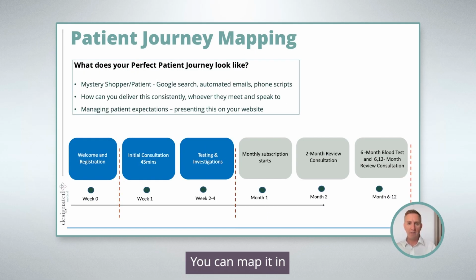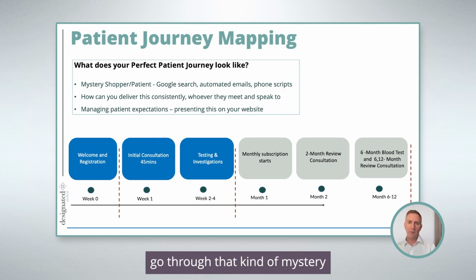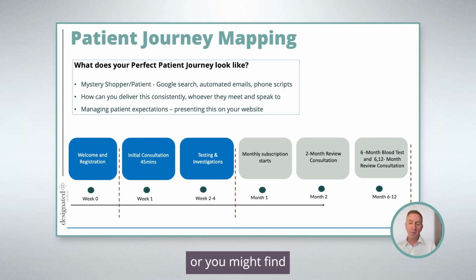You can then map it in using this type of model. There are many models out there that you can use, but think about what your perfect patient journey looks like. Go through that mystery shopper exercise that we've spoken about, things like automated emails, phone scripts. Are your patient care team all working off the same script? It's important that they're saying the same thing, or you might find that they're all saying something different about your clinic. Consistency is really important.